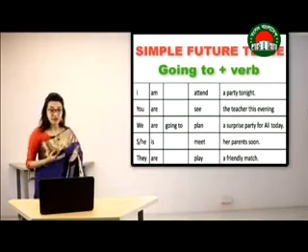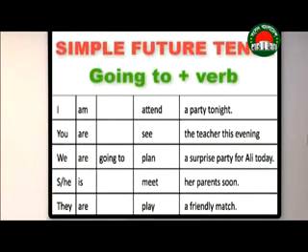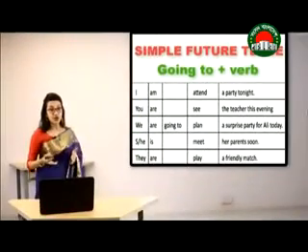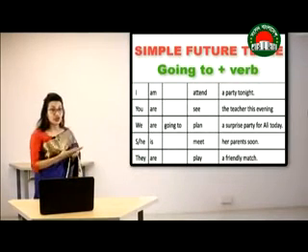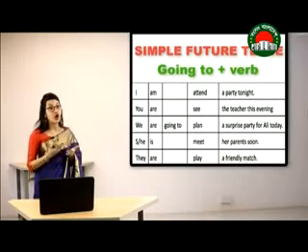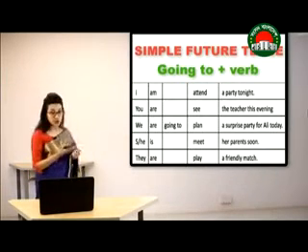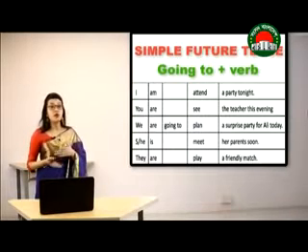So here are some other examples of how you can use going to in simple future tense. I am going to attend a party tonight. You are going to see the teacher this evening. We are going to plan a surprise party for Ali today. She is going to meet her parents soon and they are going to play a friendly match. So what we have done here, we have used the subject, then the auxiliary verb am, is or are, then going to, and then the present form of the verb.